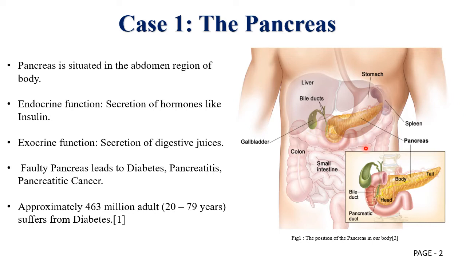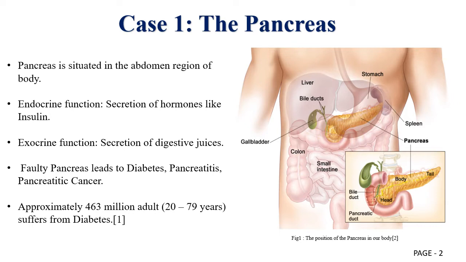Now, if a person is having a faulty pancreas, the diseases which he or she may suffer from are diabetes mellitus, pancreatitis, pancreatic cancer, and many more. Now, why is it important to look at the pancreas from an engineer's point of view? It is because approximately 463 million adults are suffering from diabetes. This data is of the year 2019, and it has been taken from the International Diabetes Federation, which is a huge number.